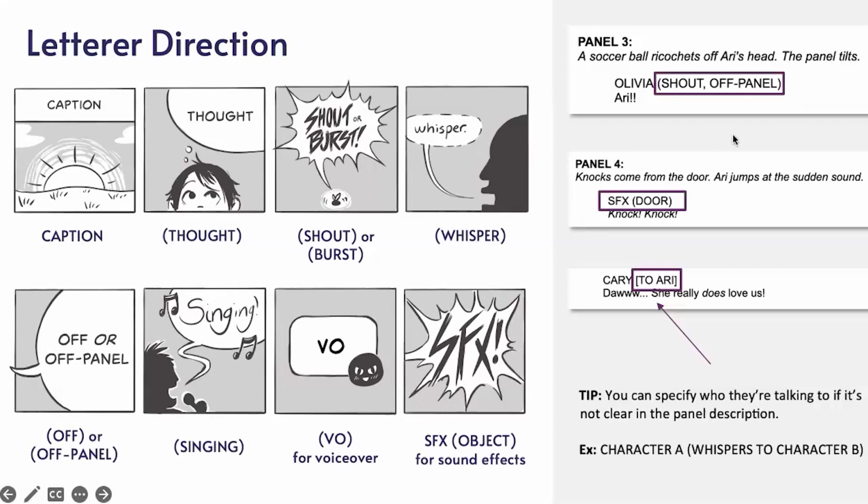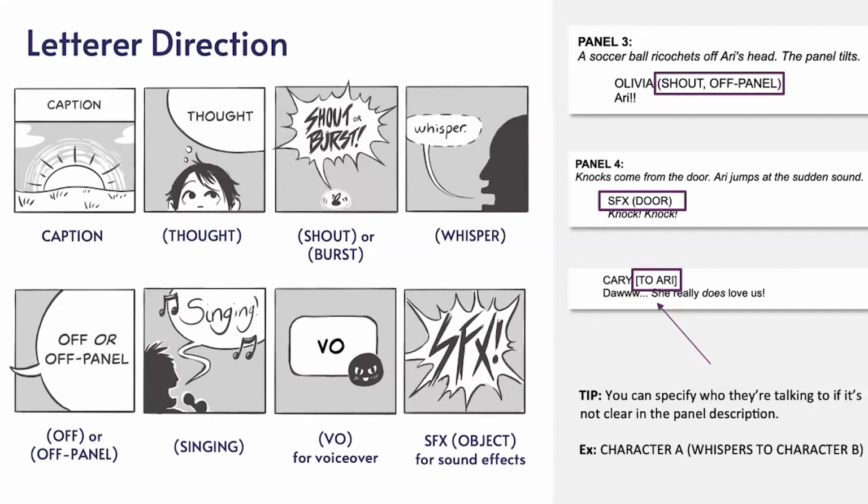If something's going to be off panel, I can put off or off panel. If you want to add things like a sound effect, oftentimes you can write in just SFX, and then you can specify what object is doing the sound effects. And another thing, and this is actually a tip from my editor, is that you can specify who you're doing that action, or rather the talking to, that's not clear in your description.